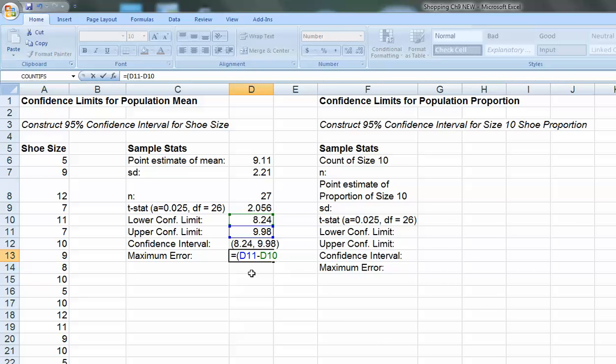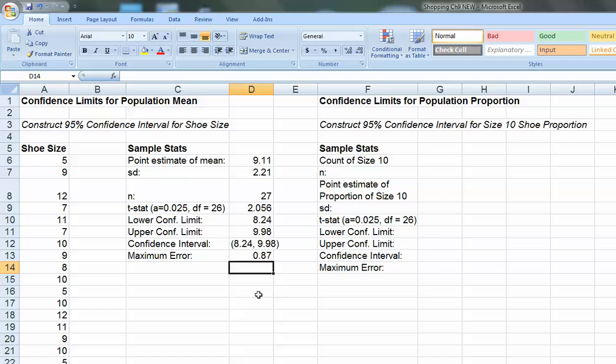wrap those in parentheses, and divide it in half, which is the same thing as the distance from the mean to one end of the confidence interval or the other, since the mean is right in the middle. There's the maximum error. The maximum error we can possibly make using this confidence interval is 0.87.